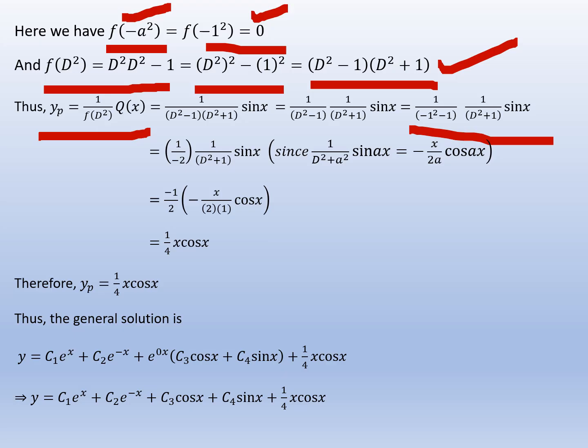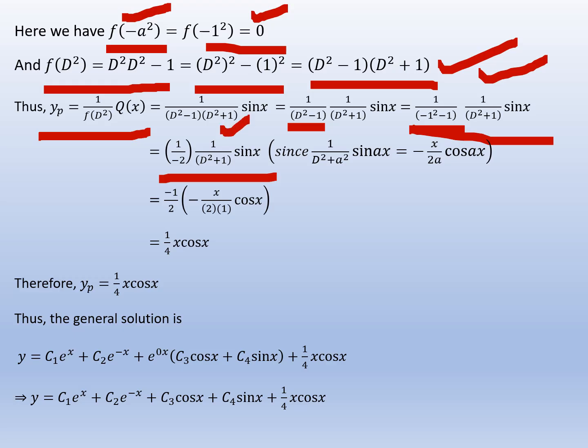Here in the denominator D² − 1, we replace D² with −1², giving −1² − 1. Thus the expression 1/(−1² − 1) · 1/(D² + 1) sin x is equal to 1/(−2) · 1/(D² + 1) sin x.